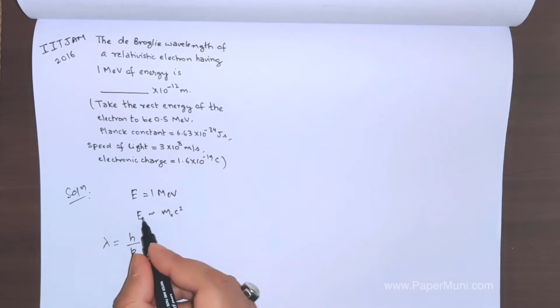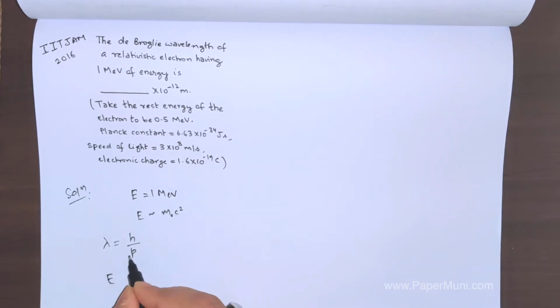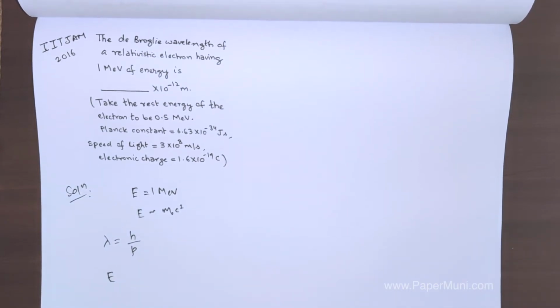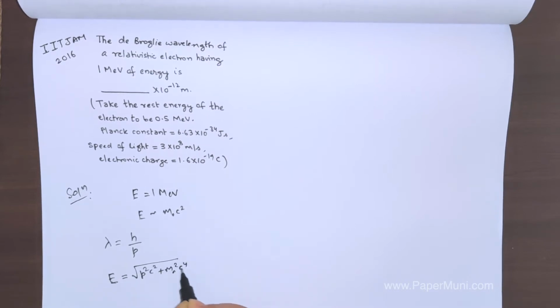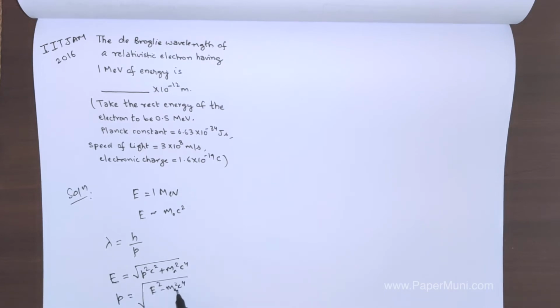Now, how are energy and momentum related? Just look at the video which we had made for relativity, which contained the relativity formula. You have this relationship: E squared equals p squared c squared plus m naught squared c to the fourth. Now just rearrange this. You'll get p equal to the square root of E squared minus m naught squared c to the fourth, divided by c. Or this is 1 by c root over E squared minus m naught squared c to the fourth.